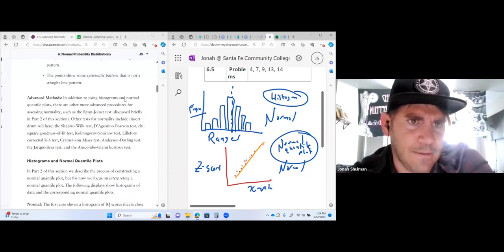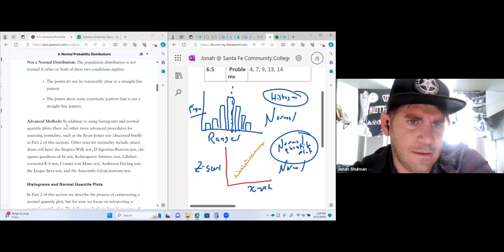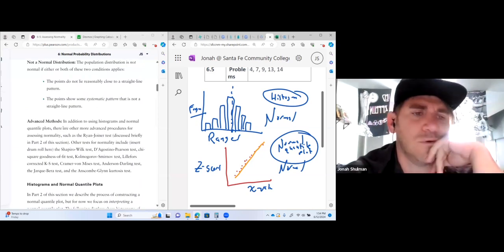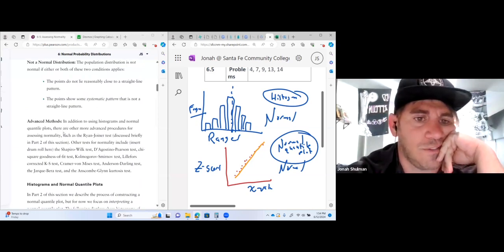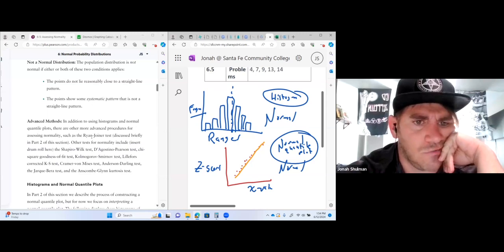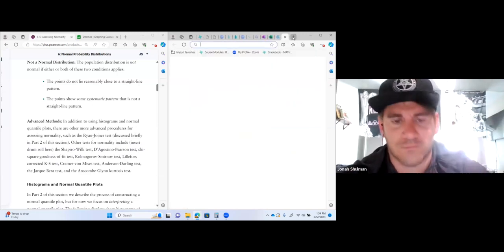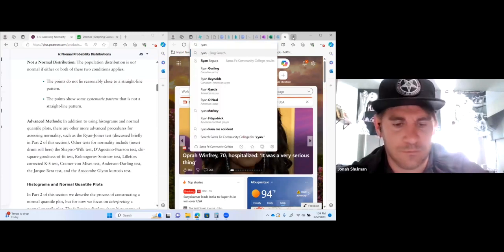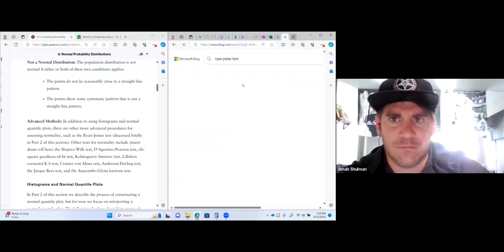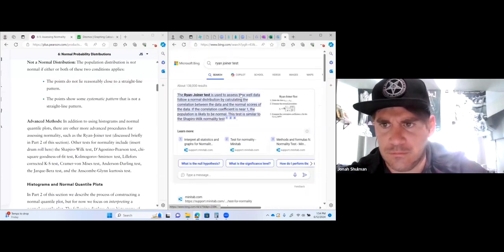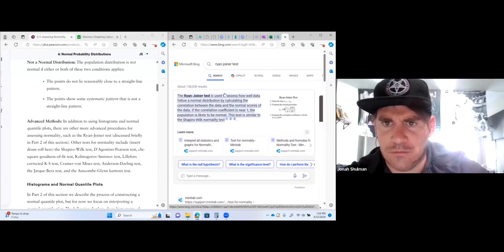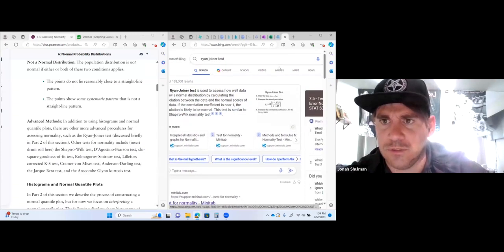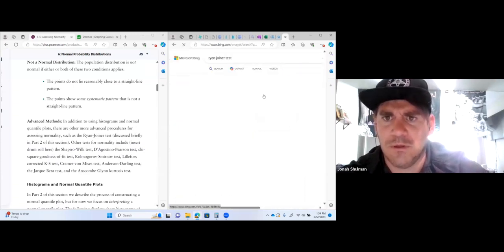In addition to using histograms and normal quantile plots, there are other more advanced procedures, such as the Ryan-Joiner test. Who are you, Ryan-Joiner? Okay. I was hoping to know who you were as a person.